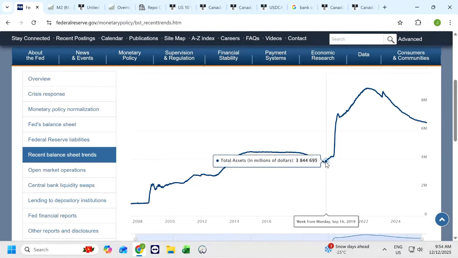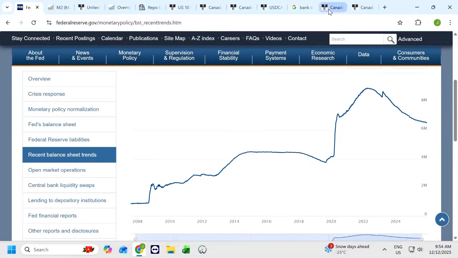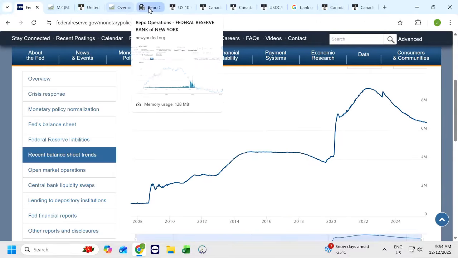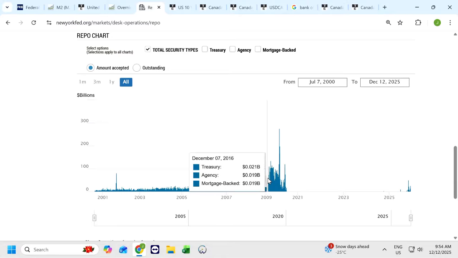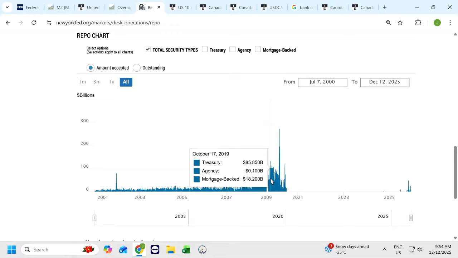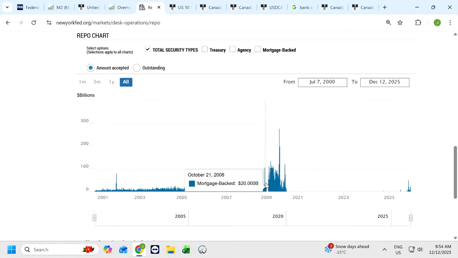This was done on an emergency basis, because if I go back to these repo operations, people forget that this is about $100 billion in late 2019. This actually, for all intents and purposes, started to crash the credit markets in the U.S. People were having credit cards canceled, HELOCs canceled, limits reduced, because they didn't have enough liquidity. Everyone forgot about this because of what happened next.